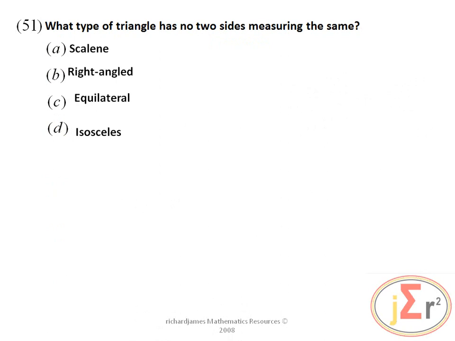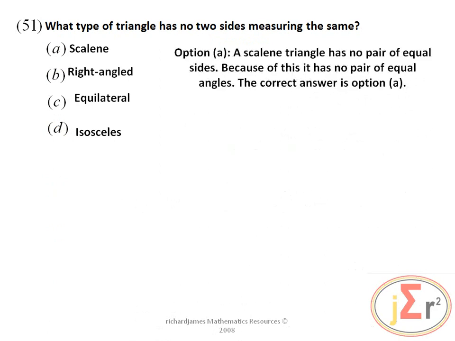What type of triangle has no sides measuring the same? Now we are going to be taking a look at option A. A scalene triangle has no pair of equal sides. Because of this, it has no pair of equal angles. The correct answer is option A. A scalene triangle: no pair of equal sides, no pair of equal angles.